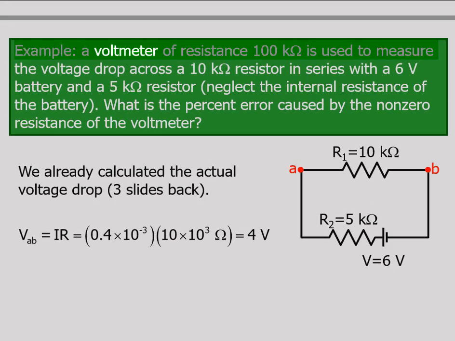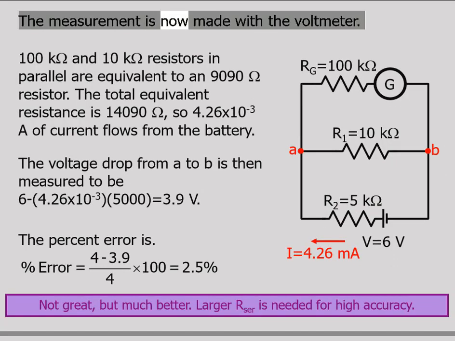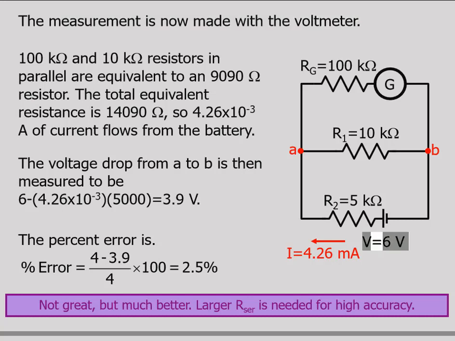Example: a voltmeter of resistance 100K is used to measure the voltage drop across a 10K resistor in series with a 6V battery and a 5K resistor. Neglect the internal resistance of the battery. What is the percent error caused by the non-zero resistance of the voltmeter? We already calculated the actual voltage drop, three slides back. The measurement is now made with the voltmeter. V equals 6 V, R1 equals 10K, R2 equals 5K, R_G equals 100K.